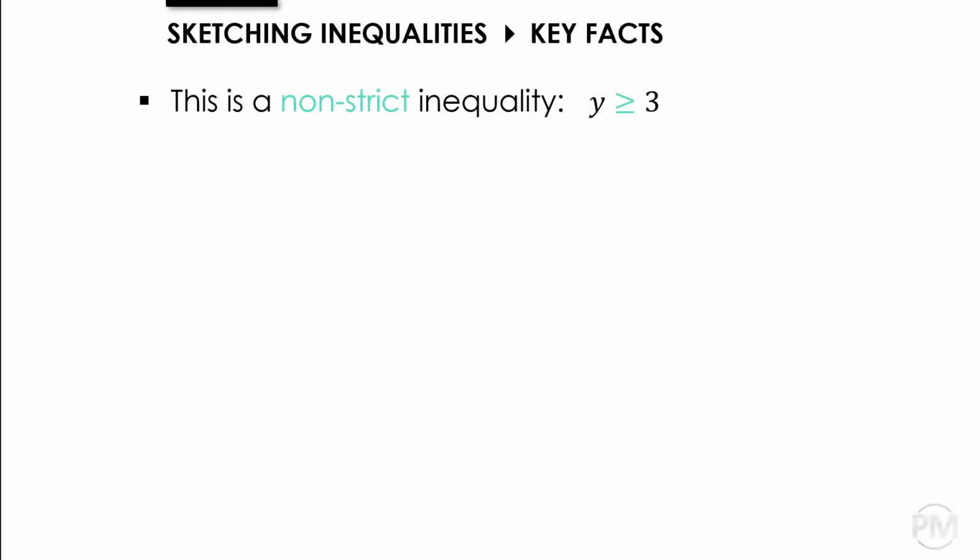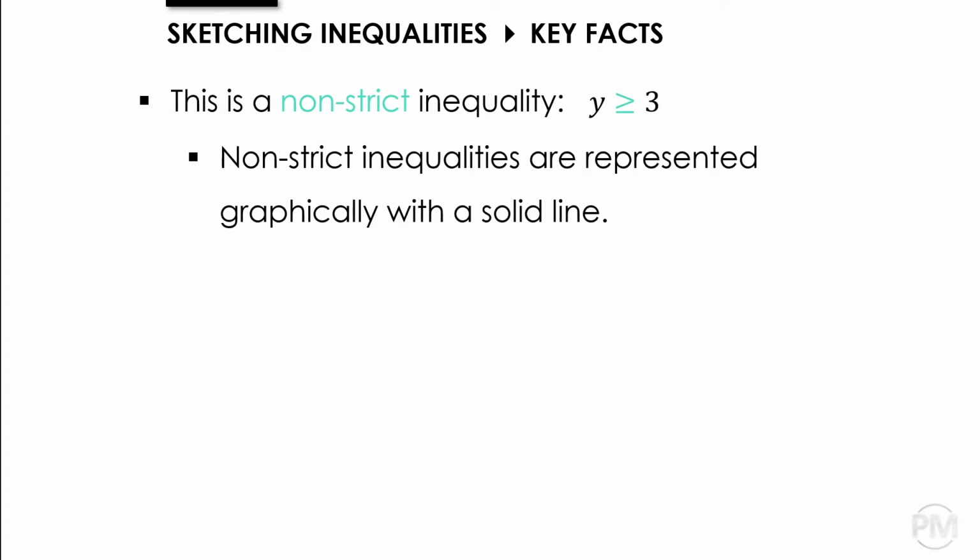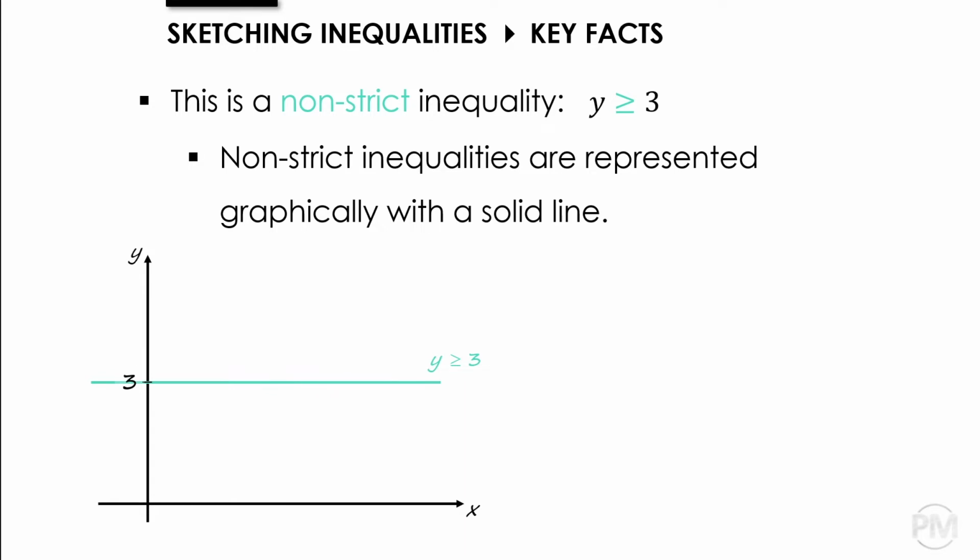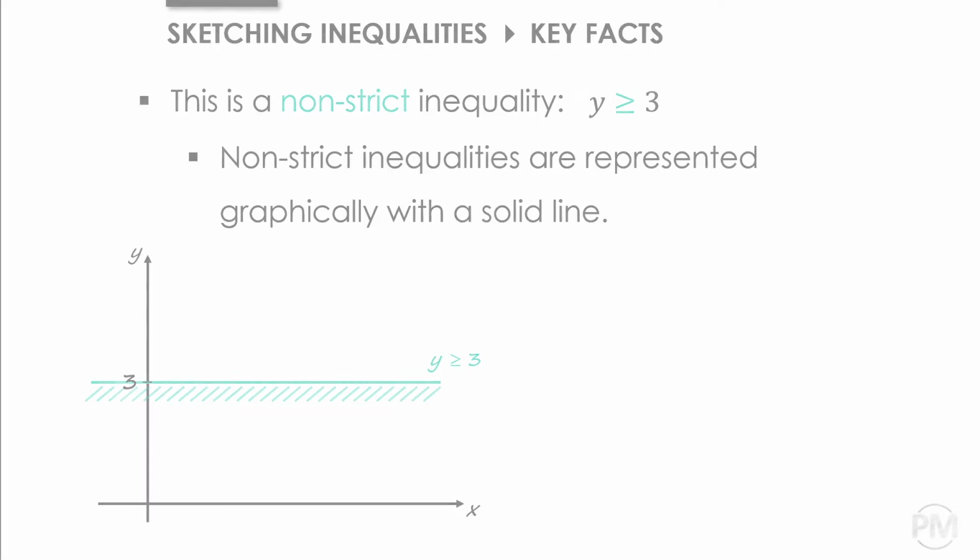Next up, we've got non-strict inequalities. So y is greater than or equal to 3 is a non-strict inequality. And to represent those graphically, we use a solid line. So here's our set of axes. We mark on the point y equals 3. We draw a horizontal solid line through it, and we want greater than 3, so we shade the side underneath the line. And there we have a sketch of y is greater than or equal to 3.